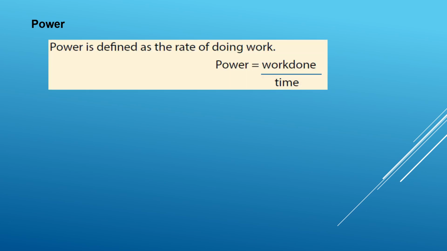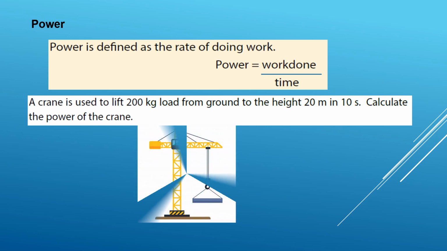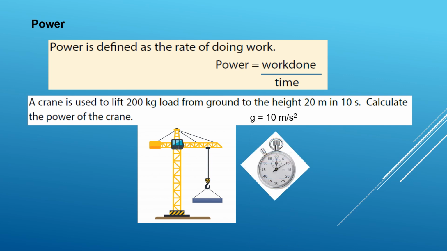Now let us see what is power. Power is defined as the rate of doing work. It is also defined as the work done per unit time. So how do we calculate power? Power is the work done divided by the time taken. So consider a crane which is being used to lift a load of 200 kilograms from the ground to a height of 20 meters in 10 seconds. Calculate the power of the crane.